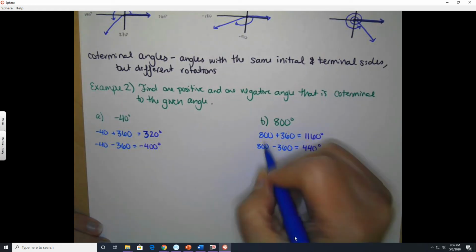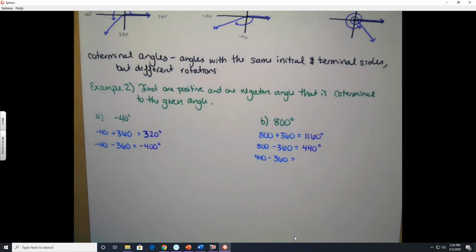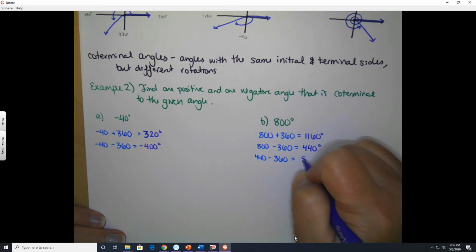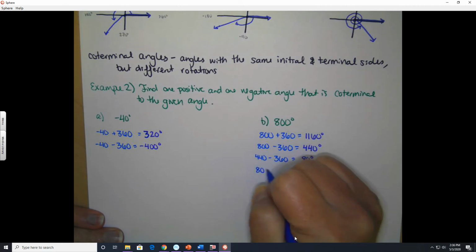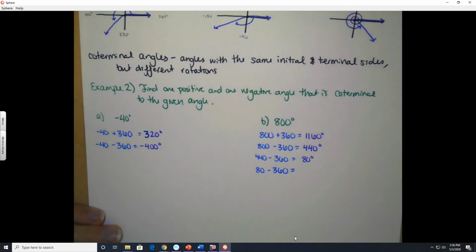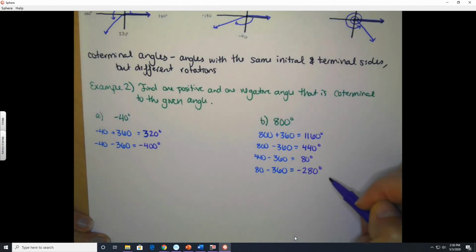So if I take 440 and subtract 360, we're going to have 80 degrees. Ooh, I'm still not to a negative angle. Guess we're going to subtract again. If we do 80 minus 360, we get negative 280. Now I have a negative angle that's coterminal.